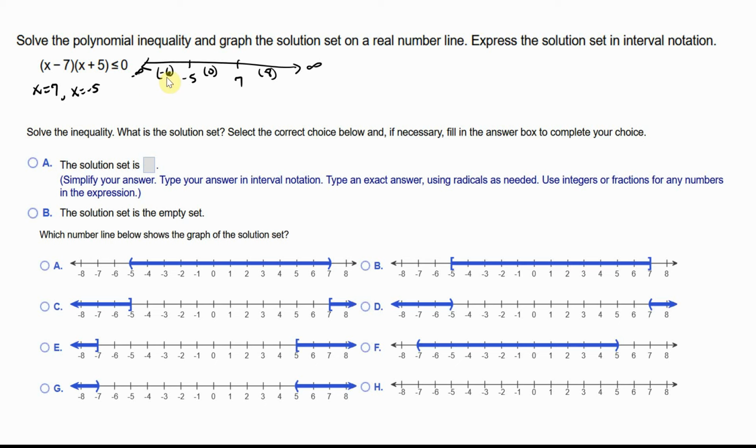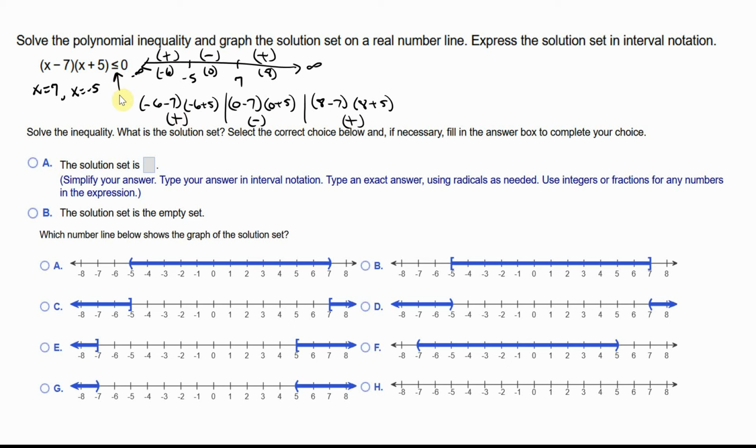All right, so we pick that -6, plug that in for x. So we get -6 minus 7 times -6 plus 5. That's negative times the negative, we get positive. Put the positive up there. Test 0: 0 minus 7 times 0 plus 5, negative times positive is negative. Put that negative up there. All right, so we test 8. So I get 8 minus 7. See, I'm plugging that back into the original for x, right? And then 8 plus 5. Just the sign, positive and positive, positive.